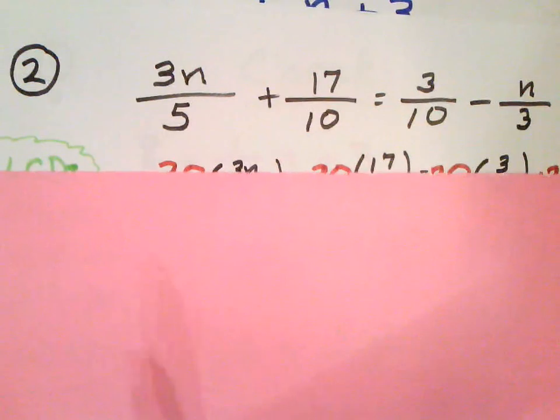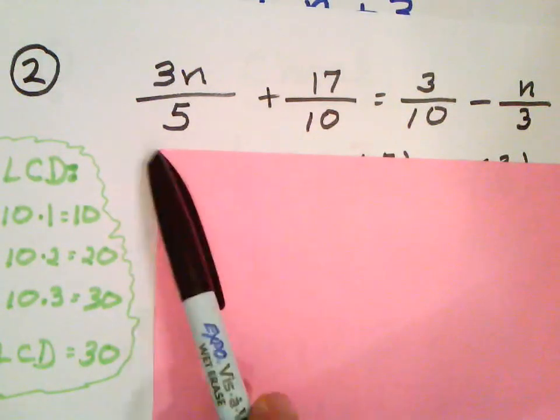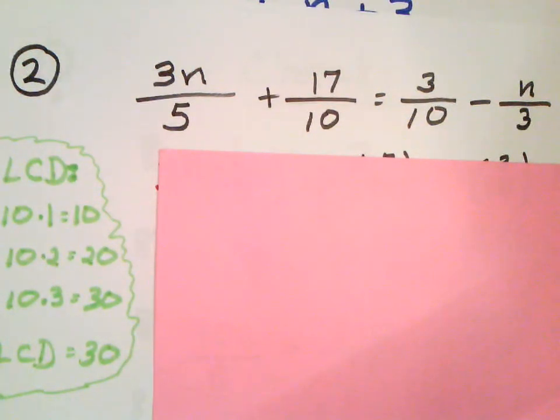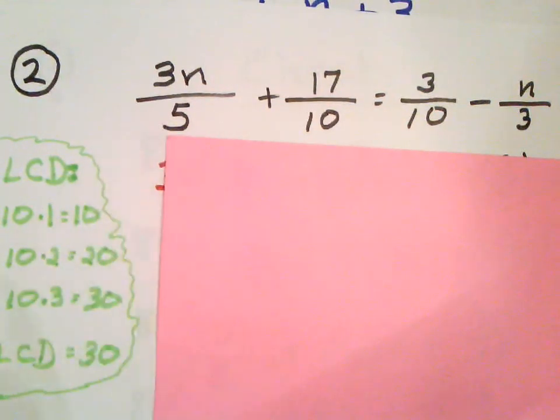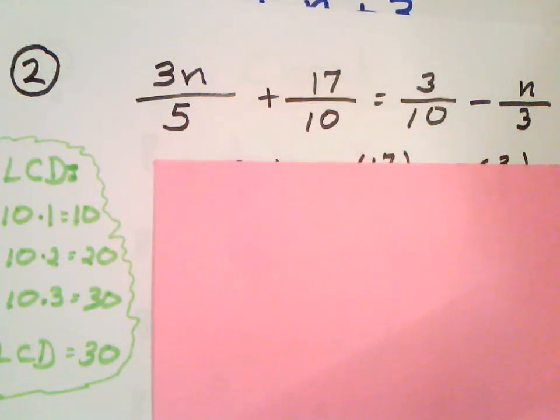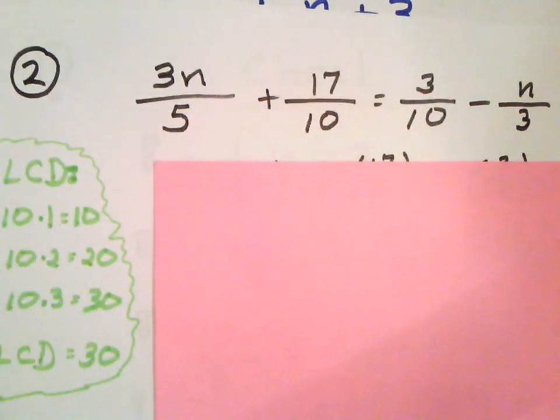Now, we want to find the least common denominator. So we're going to get rid of all of the denominators, so we don't have fractions to deal with. So we have to find the least common denominator for 5, 10, 10, and 3. A strategy for finding the least common denominator is to take the largest denominator, which is 10, and then look at multiples until we find one that works.